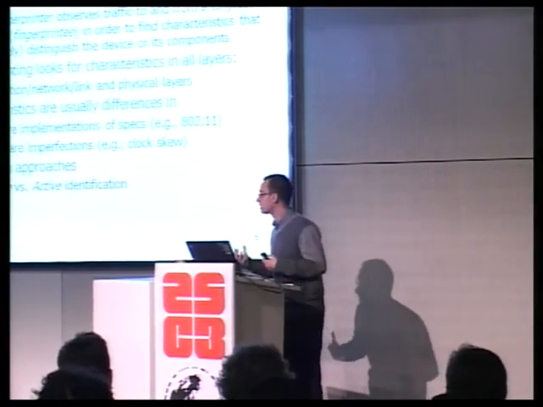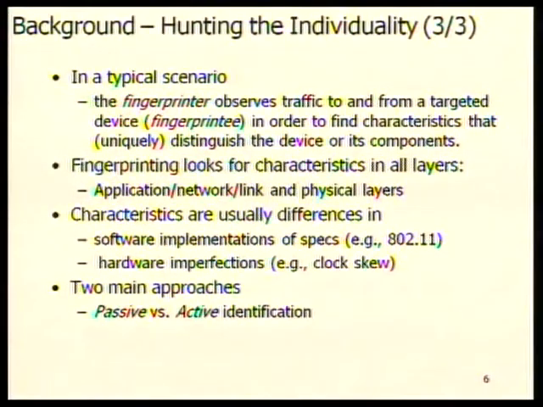So what is the typical scenario of hunting the individuality? Usually we have a fingerprinter that observes the traffic to and from a targeted device, which we usually call a fingerprintee, in order to find characteristics that distinguish the device or some of its components.